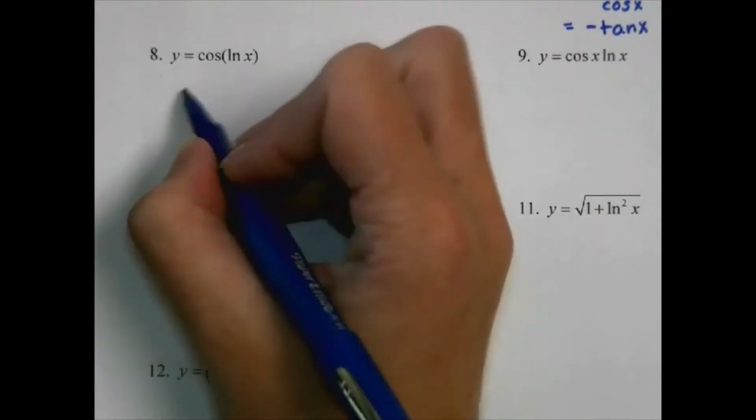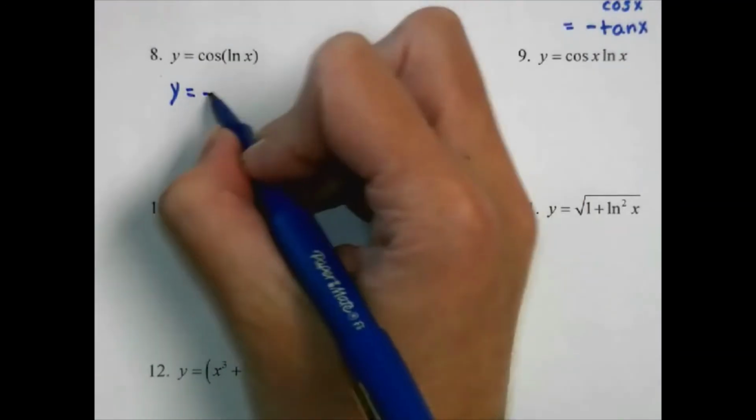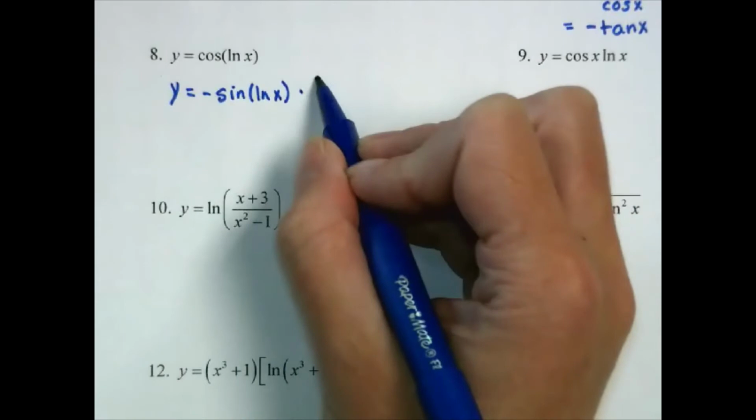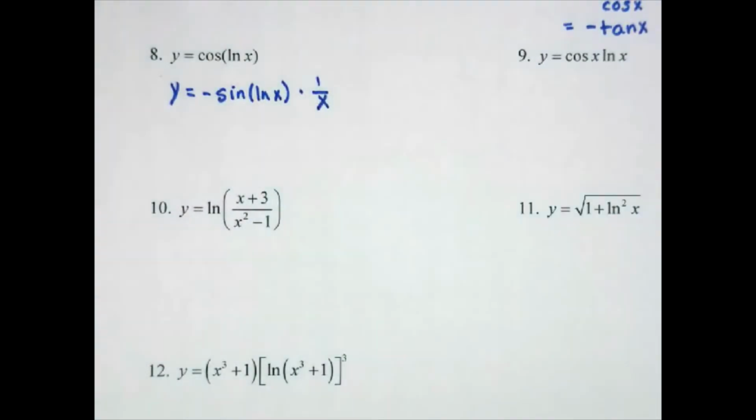Cosine of natural log, we're going to have negative sine of natural log of x times the derivative of the inside, 1 over x.